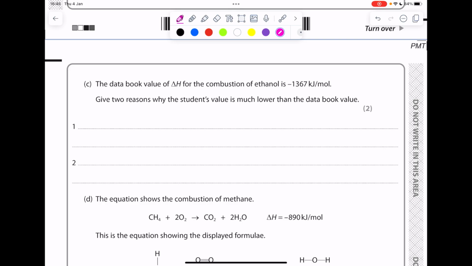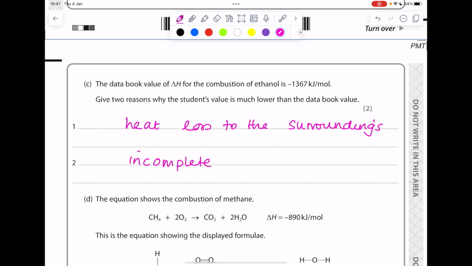Give 2 reasons why the student's value is much lower than the data book value. That's due to heat loss to the surroundings. As well as that, inefficiency brought about by incomplete combustion. So that means burning in an insufficient quantity of oxygen.